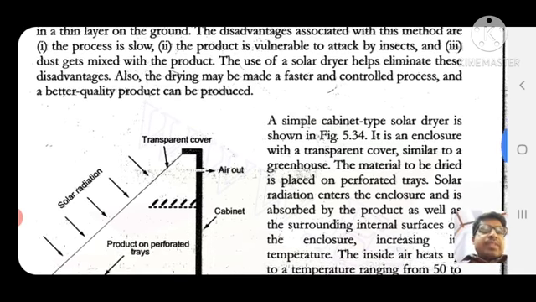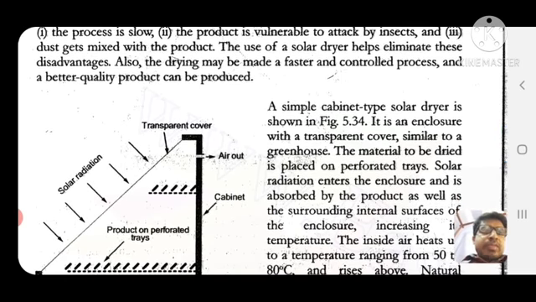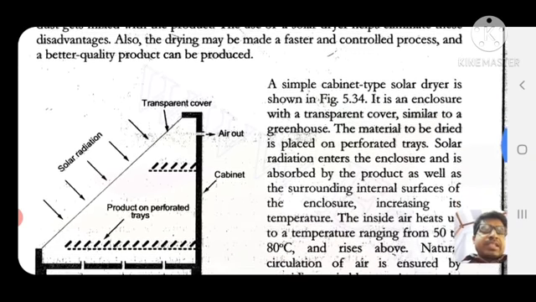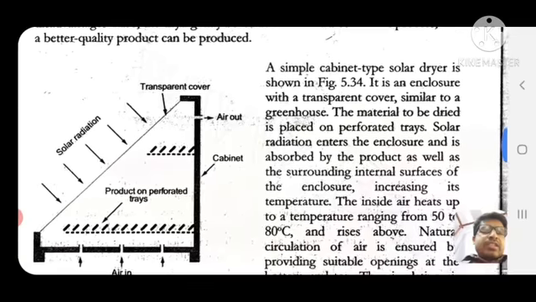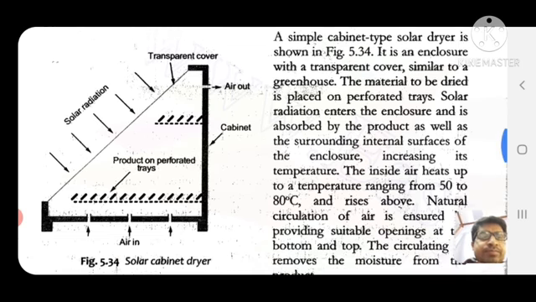A simple cabinet type solar dryer is shown here. It is an enclosure with a transparent cover, similar to a greenhouse. The material to be dried is placed on perforated trays. Solar radiation enters the enclosure and is absorbed by the product as well as the surrounding internal surface of the enclosure, increasing its temperature. Here the diagram is given.